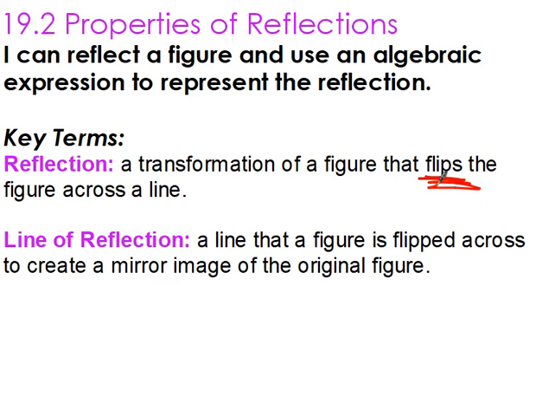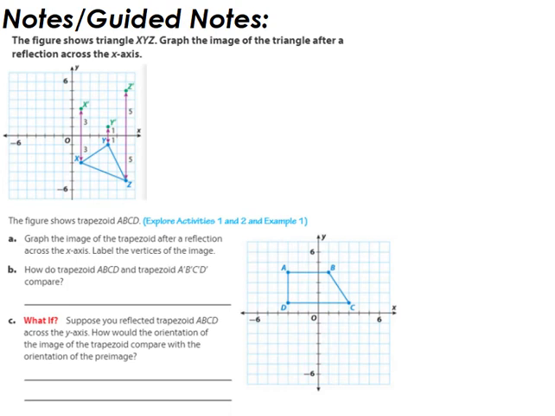So we have our line of reflection. That is the line that we're flipping across. That's where the mirror goes, on that line of reflection. I'll tell you exactly what I'm talking about. I'll show you some examples right now. So for this first one, we have XYZ. We are going to reflect it across the x-axis. That means that this x-axis right here is my mirror. That is my line of reflection.